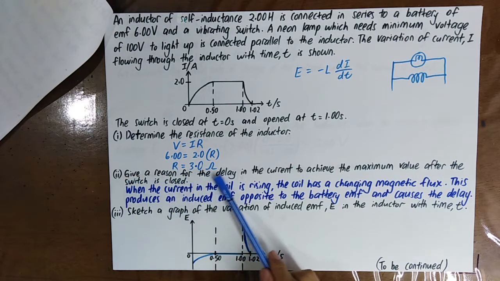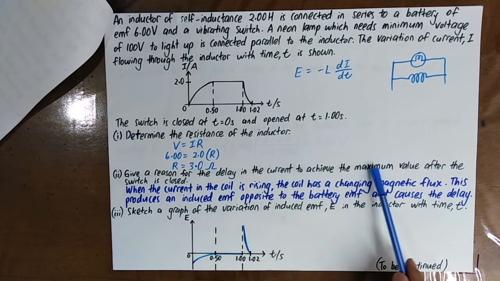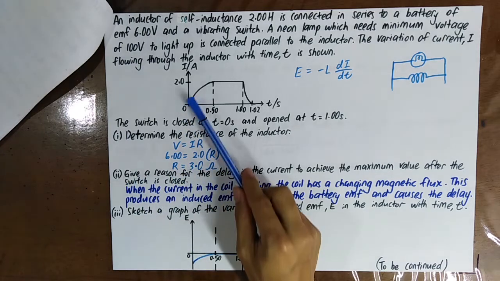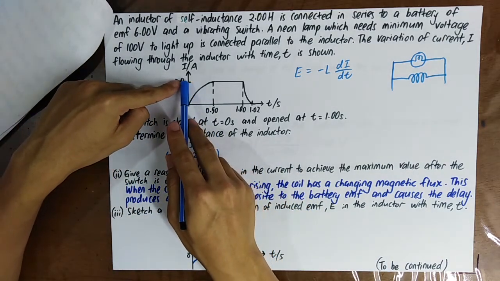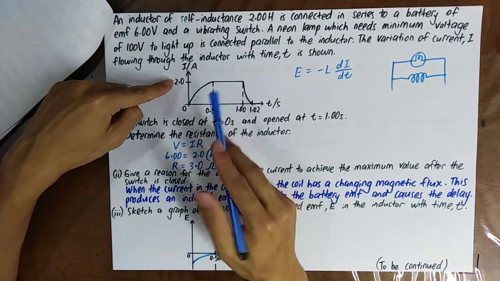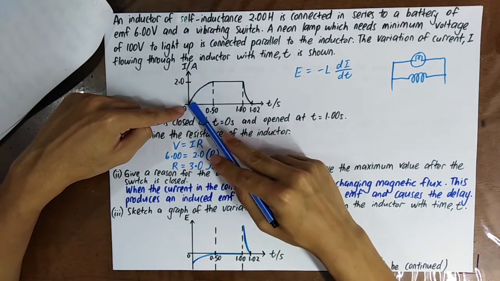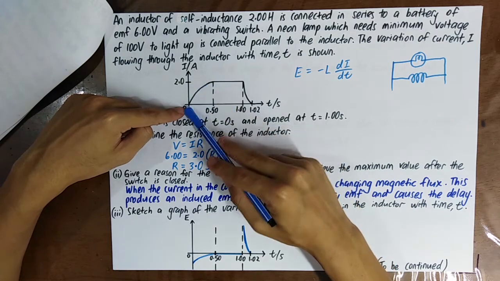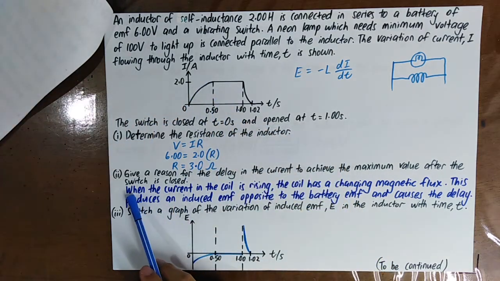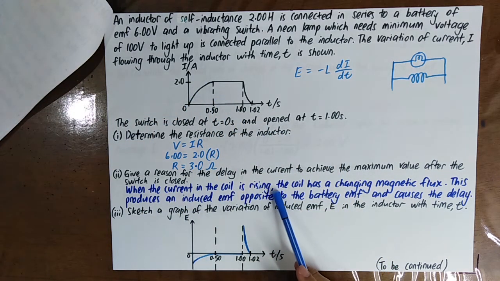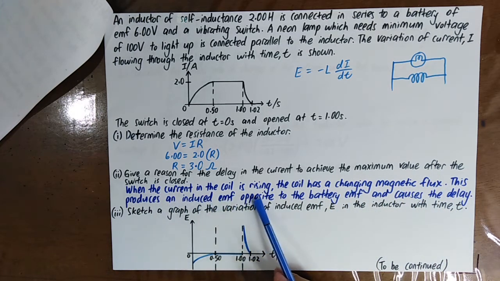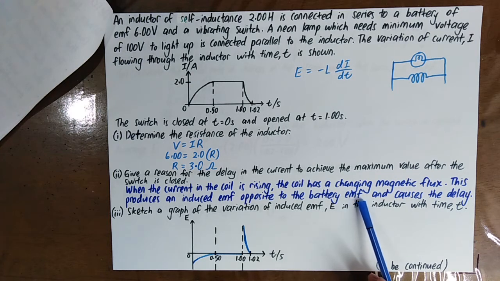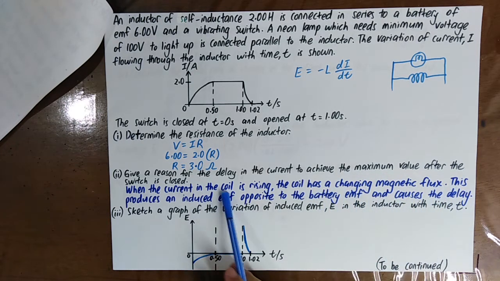Give a reason for the delay in the current to achieve the maximum value after the switch is closed. That means that why the graph does not straight away start from here. Why does it have to start like this? Why does the current have to rise so slowly? Okay, because when the current in the coil is rising, the coil has a changing magnetic flux, and then this produces an induced EMF opposite to the battery EMF and causes the delay. Okay, because of the back EMF.